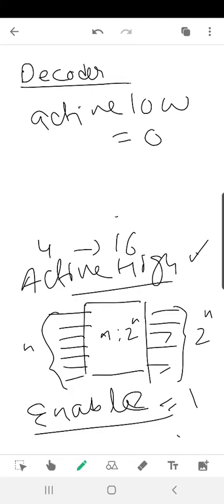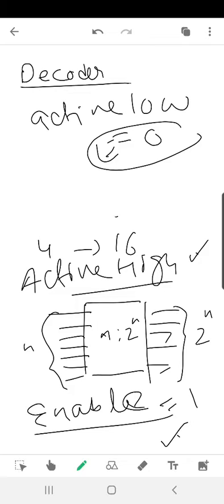If enable is 0 for active high, then our output will always remain 0 irrespective of our input. Similarly, in case of active low decoder, if the value of enable is 1, then irrespective of the inputs, the output will remain at 0. So this enable signal is important for our decoder to work.